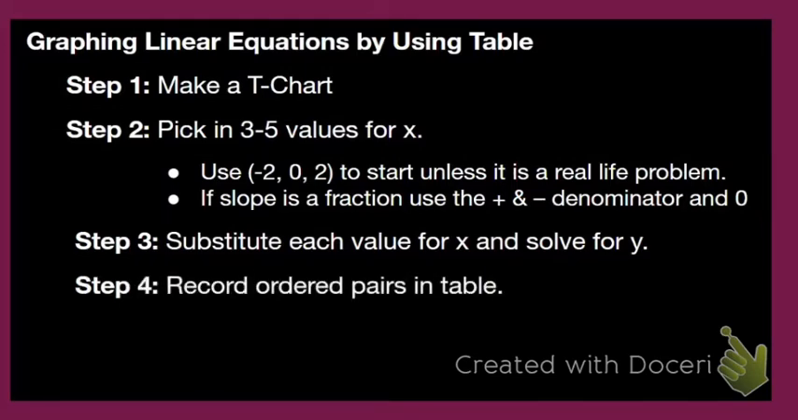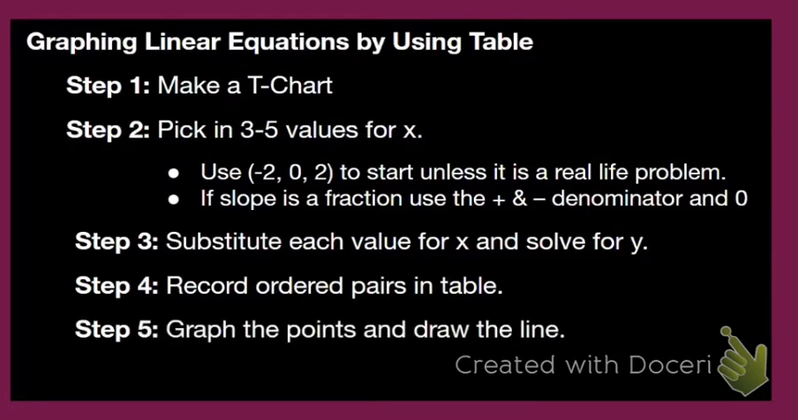And step 4, we're going to record the ordered pairs in the table that we've made right beside its x value. Okay, and then once we get all the values solved for, we're going to graph the points to draw the line that we're looking to draw. Okay, so now that we see what our 5 steps are, let's move to our first example.